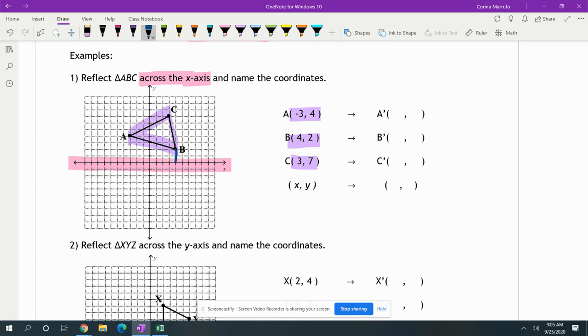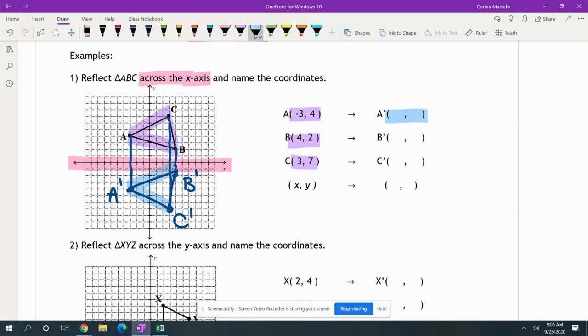B is 2 units away. So when we reflect 2 units away, this is now B prime. A is 1, 2, 3, 4 units away. So we count 1, 2, 3, and 4. And this is now A prime. And then lastly, we have C: 1, 2, 3, 4, 5, 6, and 7. And this would be C prime. Okay, and that would be our new triangle.